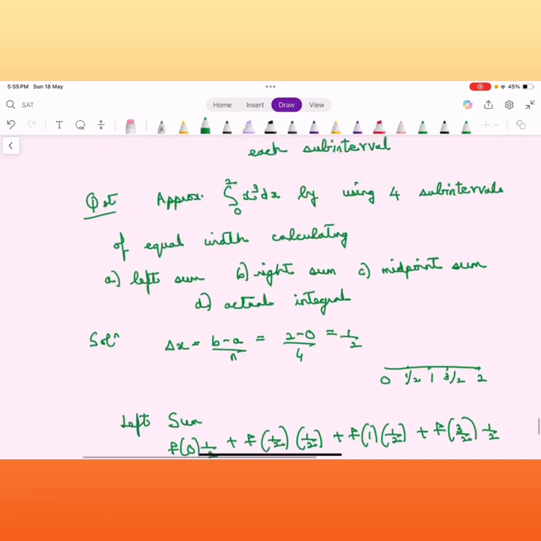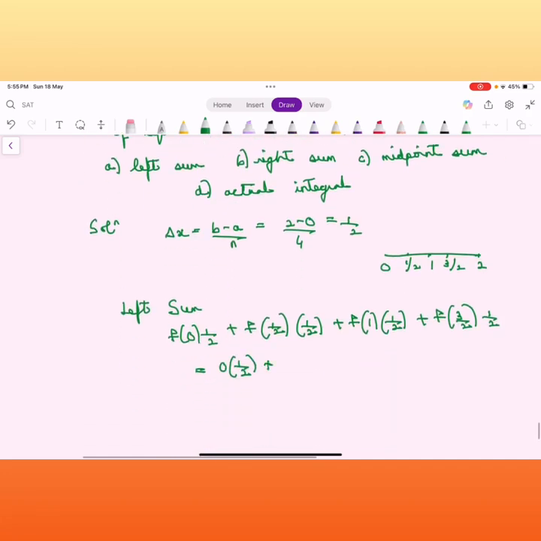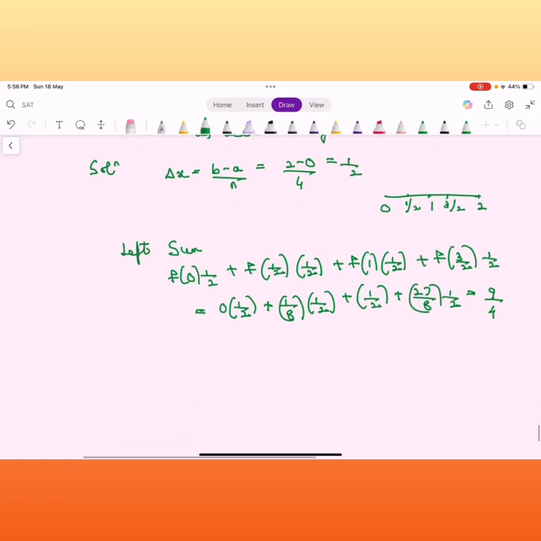So when you simplify, you can substitute f(x) is x cubed. f of half will be 1 by 8 into half, then f of 1 is 1, so half, f of 3 by 2 is 27 by 8 into half, so this becomes 9 by 4. Now coming to the second part, that is how do you calculate the right sum.